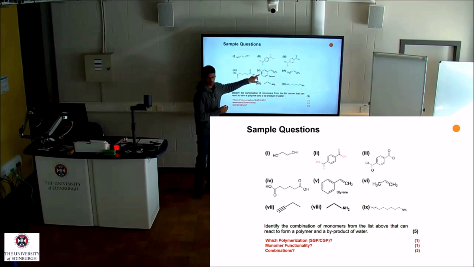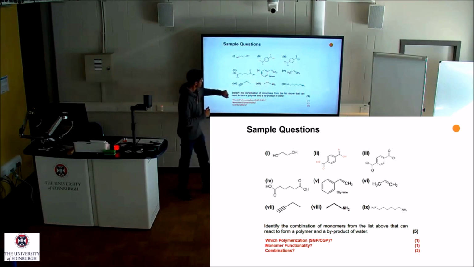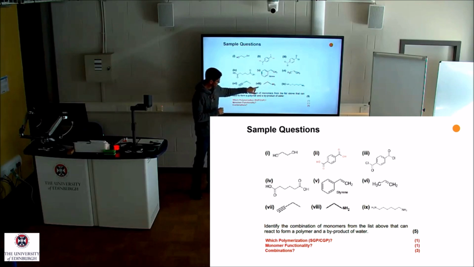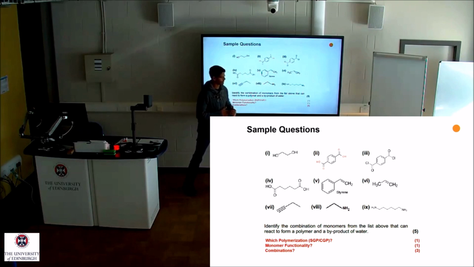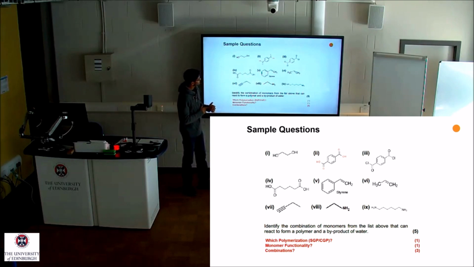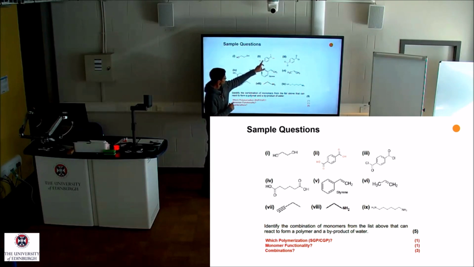Between 1 and 4, does it really go SGP? No, because this styrene is actually suitable for CGP. 1 and 6, it's the same. 1 and 7, it's the same. 1 and 8, it doesn't have any reacting site at all. What about 1 and 9? Yeah, it will give you water as a byproduct. Okay. So if I just take now the combination between 2, they already give you a byproduct as water.